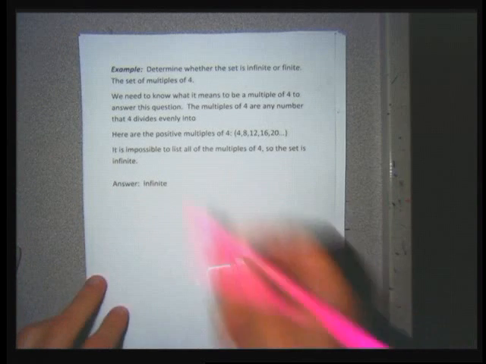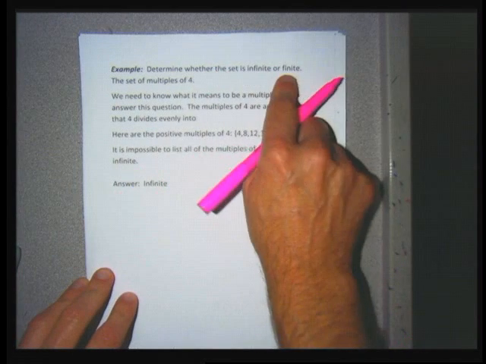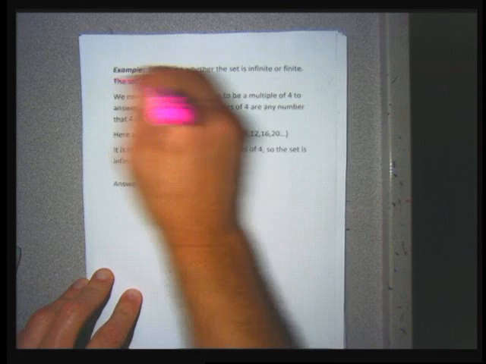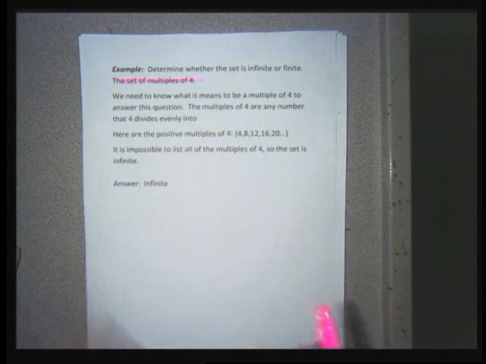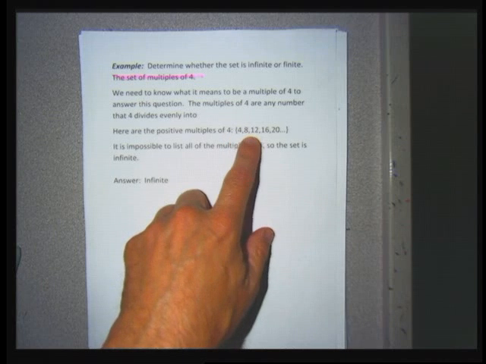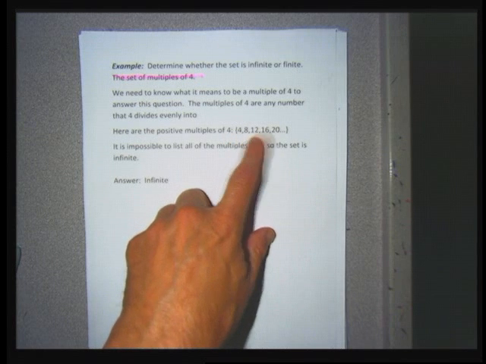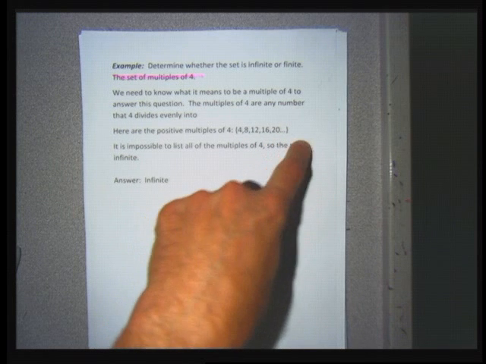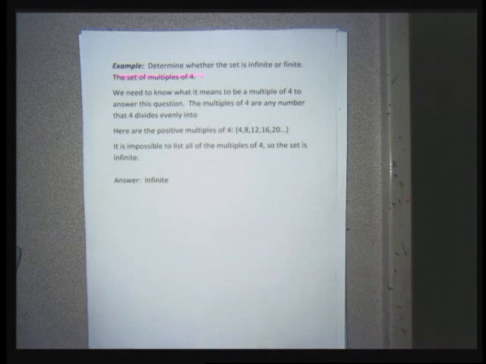The next example has the word multiples. Multiples and factors are not the same. So determine whether the set is infinite or finite, and we have the set of multiples of 4. To be a multiple of 4, it's just 4 times any integer. And here are the positive multiples of 4. 4 times 1 is 4, 4 times 2 is 8, 4 times 3 is 12. So 4, 8, 12, 16, 20, 24, 28, 32, 36, 40, 44. It goes on forever.